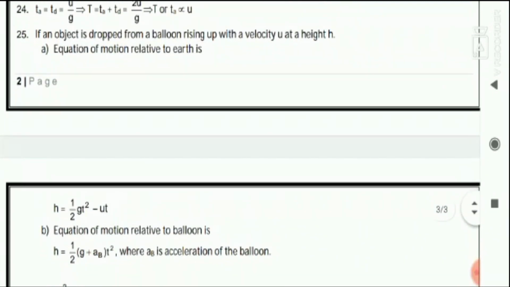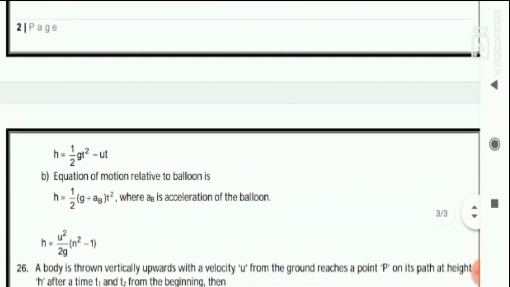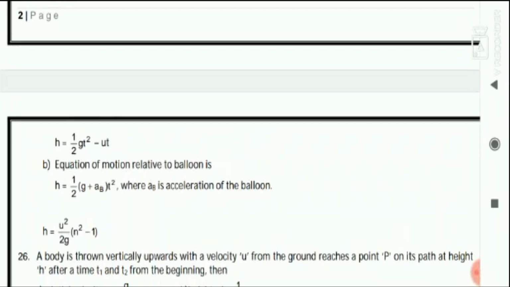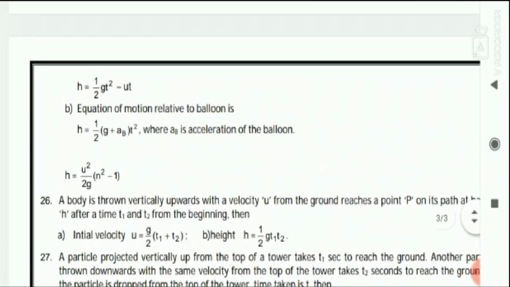Then next formula, if an object is dropped from a balloon rising up with a velocity u at a height h, then the equation of motion relative to earth is h equals half g t square minus u t. You have also learned in your regular classes that if a body is vertically projected from the top of a tower, then the height of the tower will be h equals minus u t plus half g t square. It is similar to that one, so you can remember this formula also.